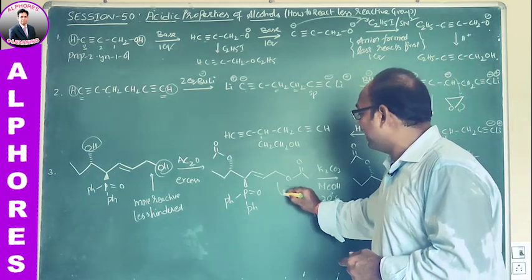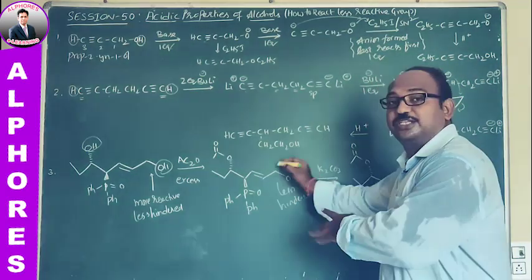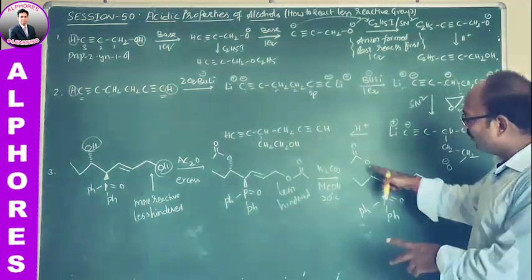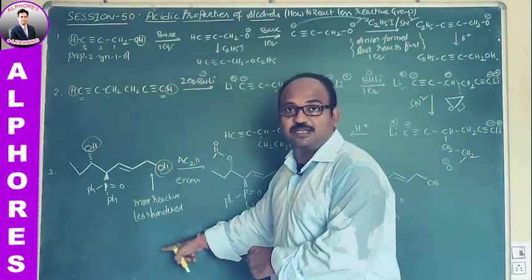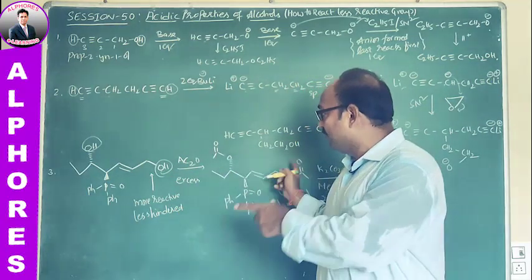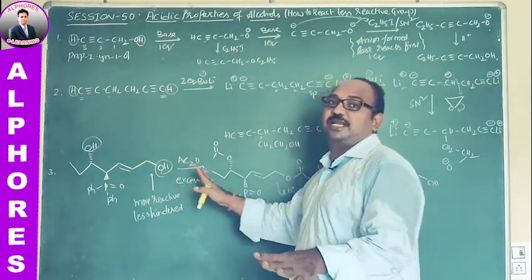Because this one is less hindered again, being less hindered, it will be replaced by the OH group, then we are getting OH. So in the final product, more hindered acylation takes place. If you do acylation directly, you get the less hindered one. Instead of that, what I do here is acylation first, thoroughly. All the OH groups got acylated.